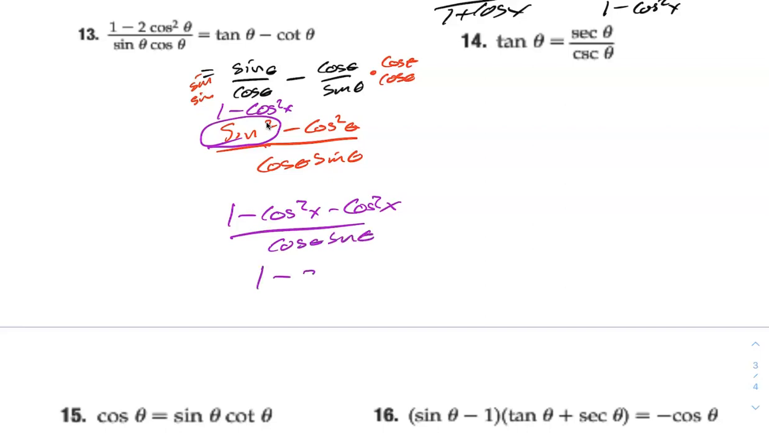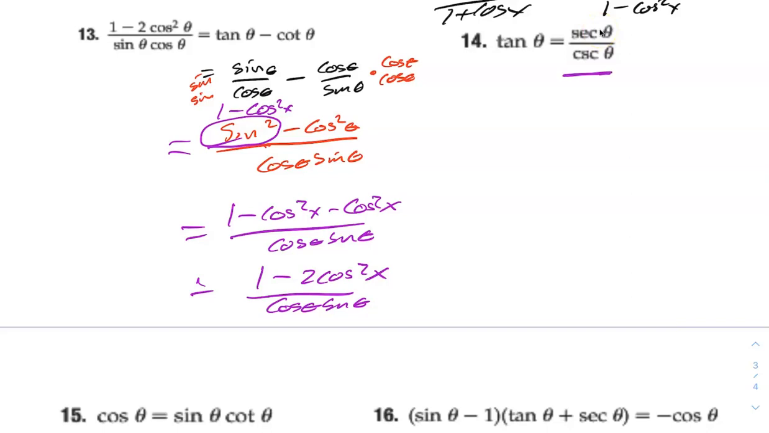So I get 1 minus 2 cosine squared theta over cosine theta sine squared theta. And that's that one. Next one. So I have tan here, sine over cosine. And over here I have secant cosine. So I'm working with this side. I'm working with this side here.